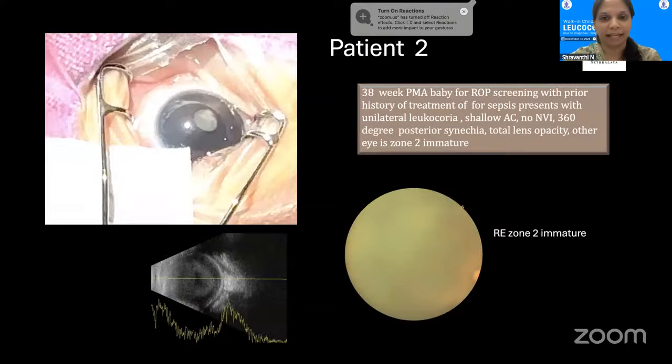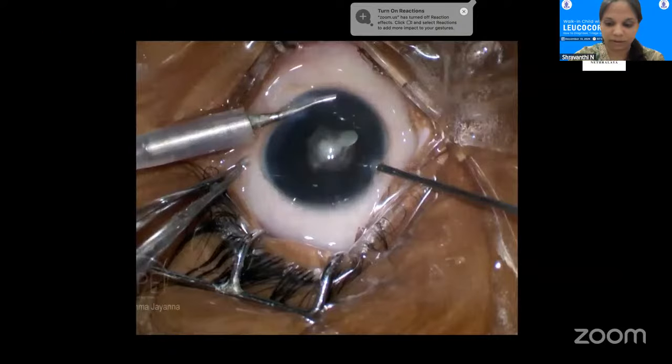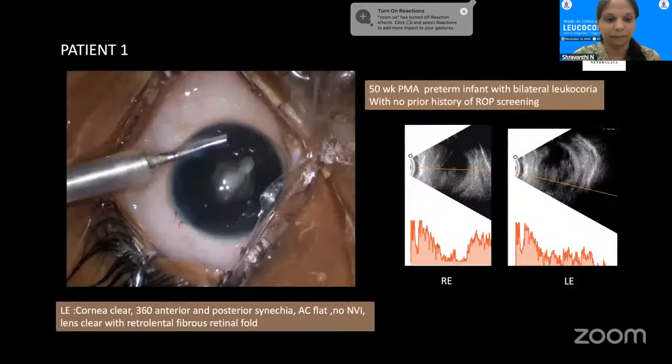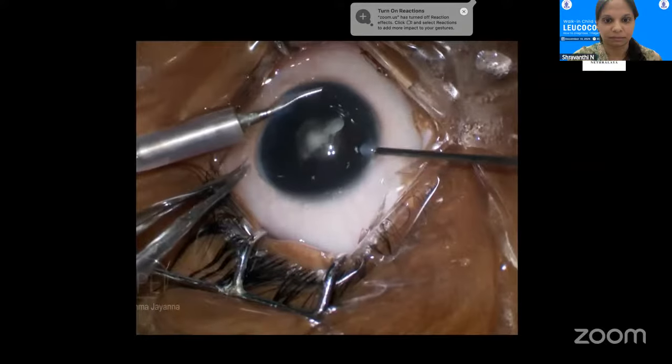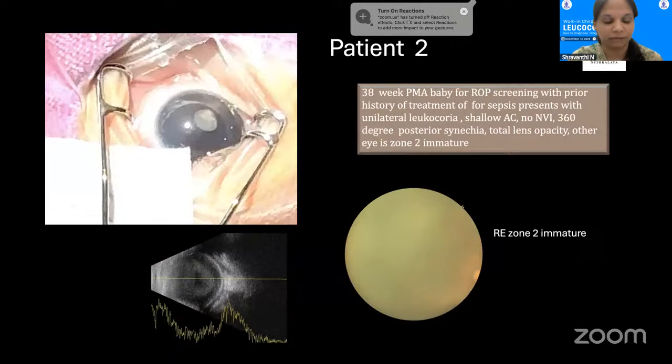Now coming to the second case. This was a 38-week postmenstrual age baby for ROP screening with prior history of treatment for sepsis, presenting with unilateral leukocoria. You can see the AC was shallow, no NVI, and there was 360-degree posterior synechia and total lens opacity. On the right-hand side you can see the right eye had zone 2 immature retina. The B scan shows vitreous echoes with retinochoroidal thickening, which is suggestive of vitritis.